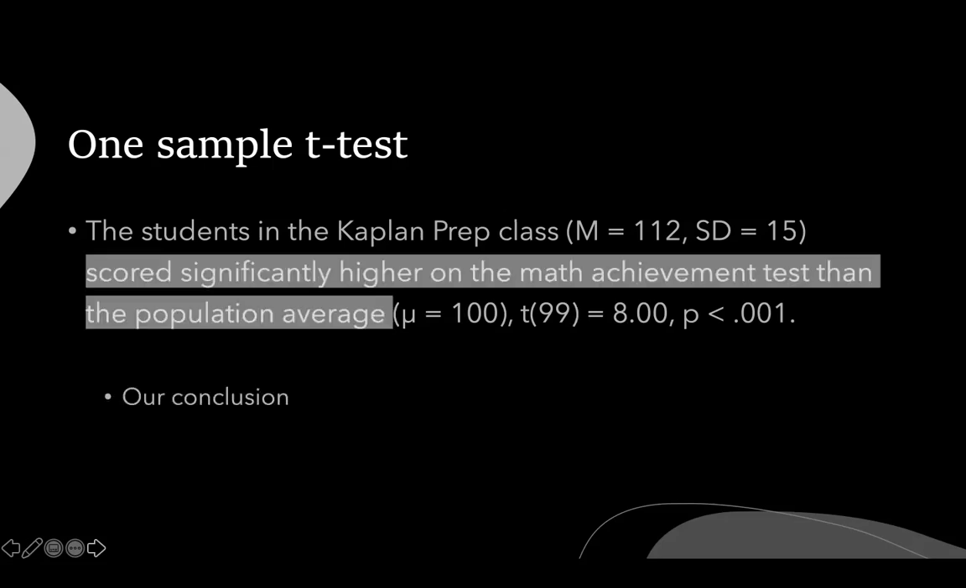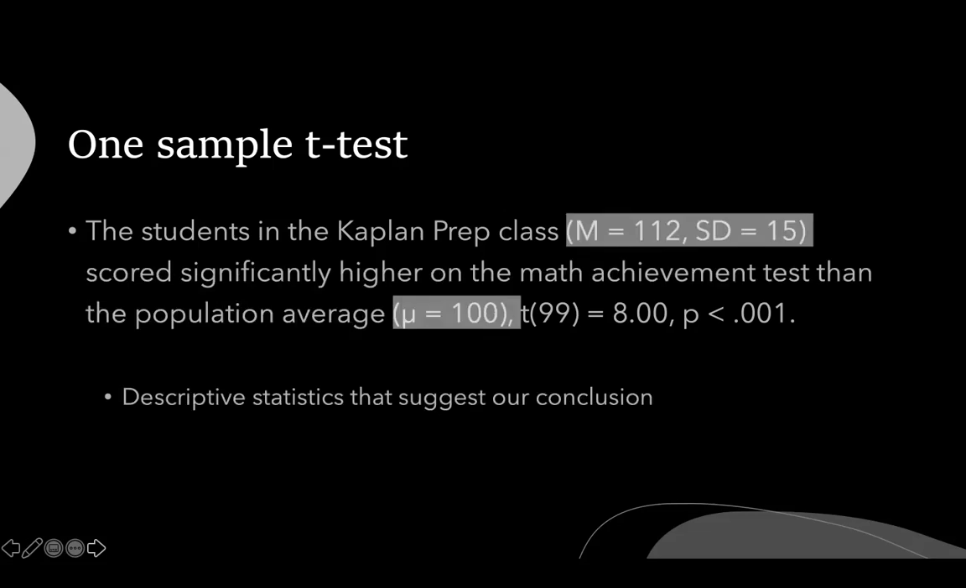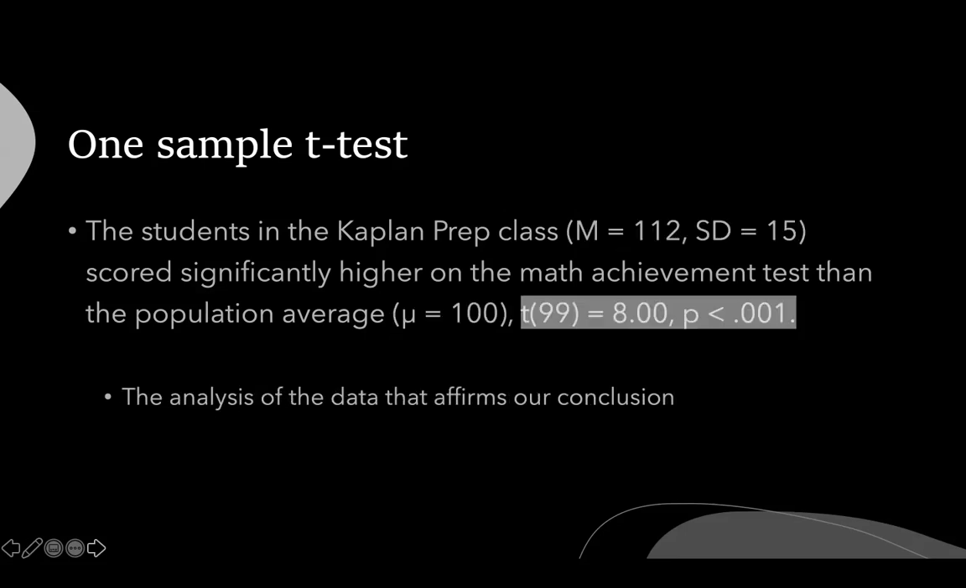Note here that we talk about our conclusion, that these students scored significantly higher on the math achievement test than the population average. And then we talk about the descriptive statistics that suggested our conclusion to begin with, right? That the mean of the sample was different from, and in this case higher than, the population average. And then we conclude by including the analysis of the data, so in this case, the results of our t-test that affirmed our conclusion. So altogether, we have conveyed our conclusion, the descriptive statistics that support our conclusion, and the statistical analysis that affirms our conclusion.